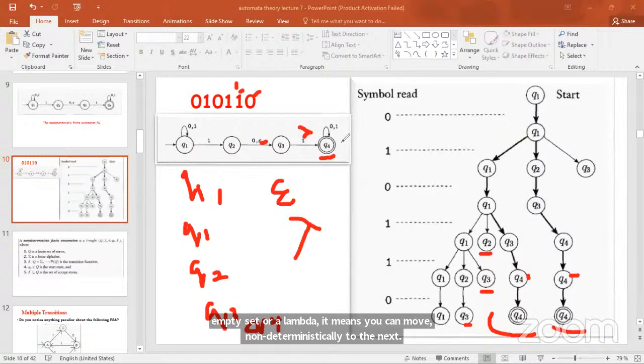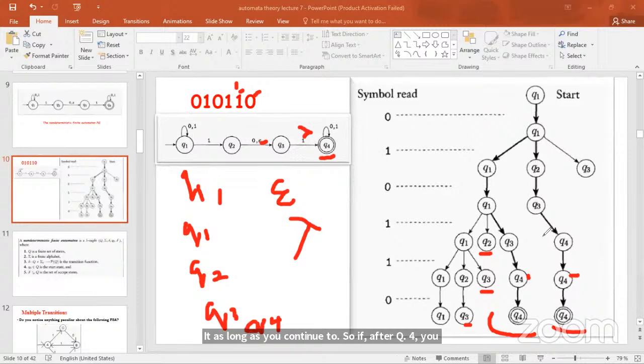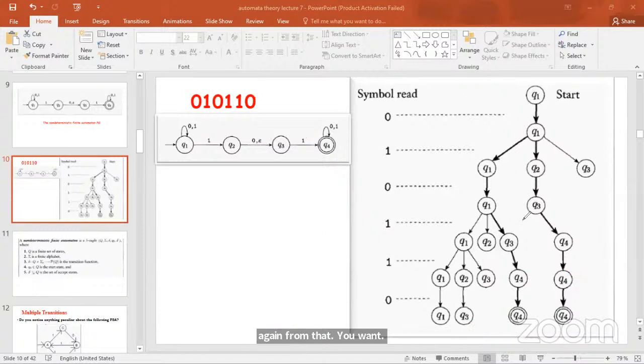So if after Q4, you have another state and you have lambda again, you can move again from that Q1. So that is the functioning of the general splitting function working of this non-deterministic finite state automaton. That's how it processes things.